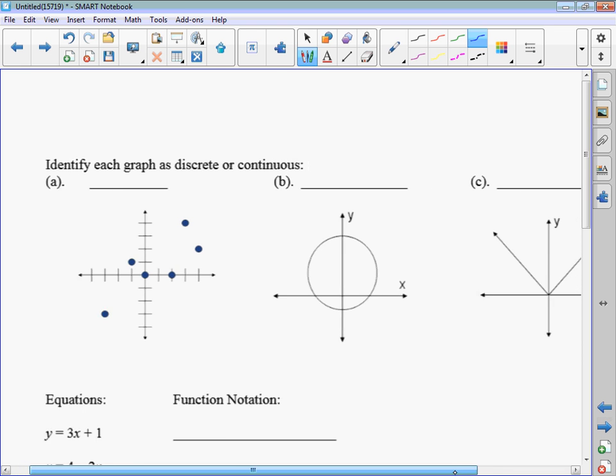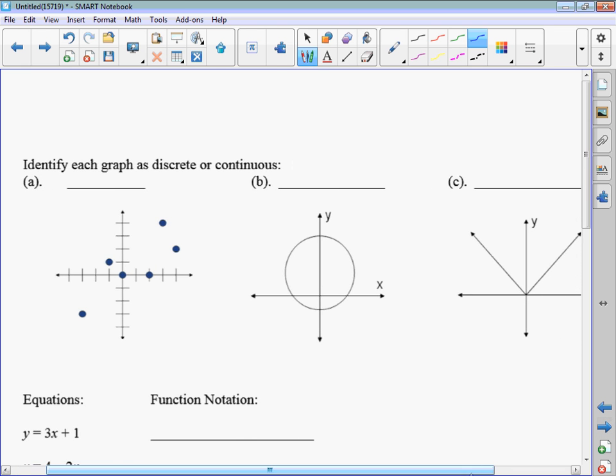Looking at these, I want you guys to try these 3 on your own. It says identify each graph as discrete or continuous. So pause the video and give these a try.